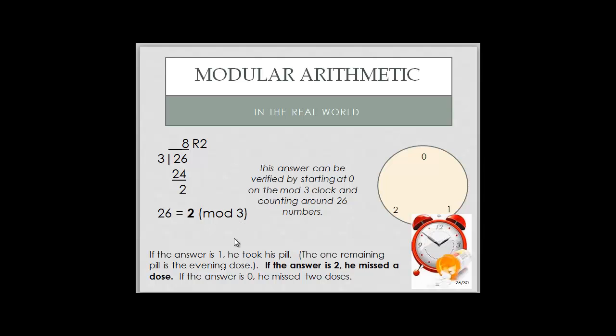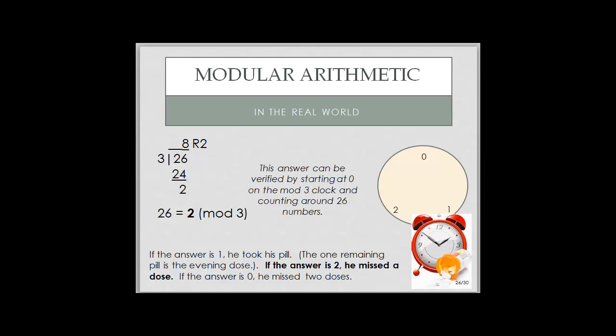So what does that mean for our real-world problem? If the answer is 1, that means he took his pill, and the one pill remaining is going to be his evening dose. If the answer is 2, which is our case because he had 26 left, that means he missed his second pill. If the answer were 0, that means he missed 2 doses. So this is how modular arithmetic can help us solve real-world problems.